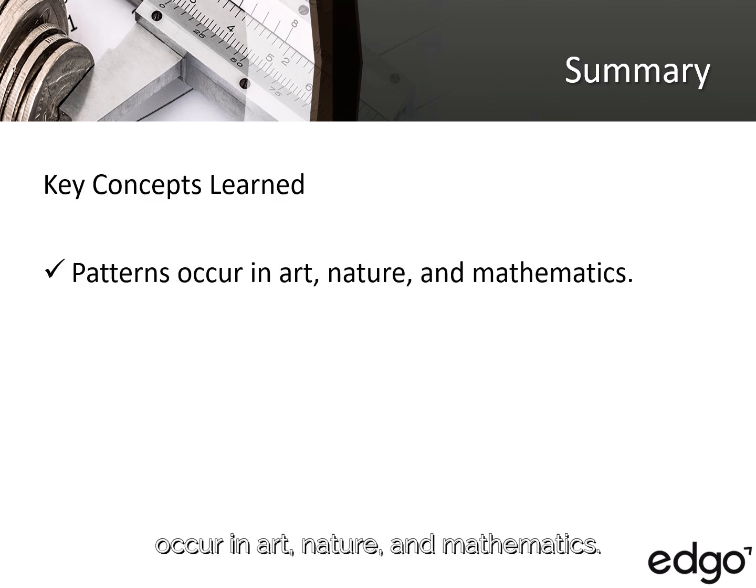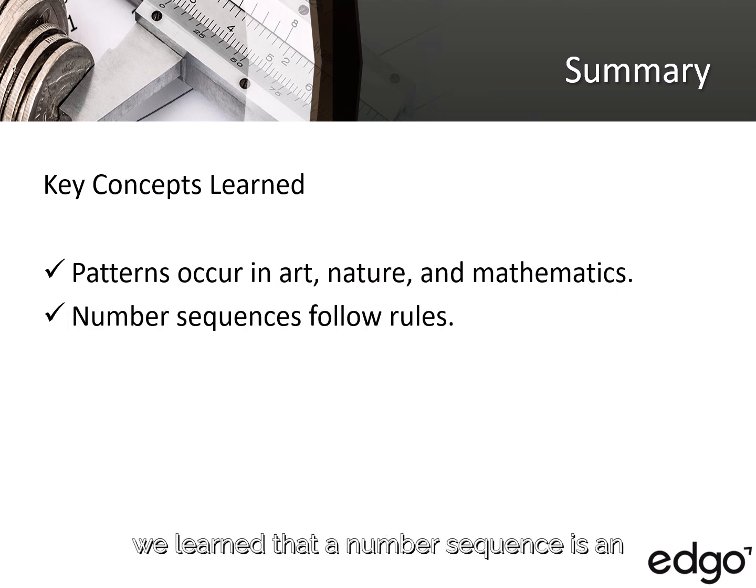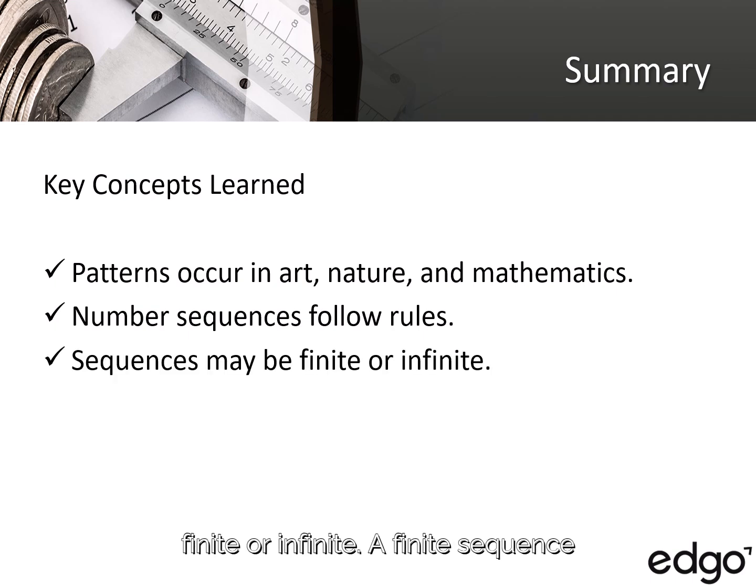Let us summarize the important concepts that we learned in this lesson. First, patterns occur in art, nature, and mathematics. We observed patterns in sunflower seeds, plants, shells, honeycombs, woven materials, and artistic designs. Second, we learned that a number sequence is an ordered list of numbers that follows a rule. By identifying the rule, we can determine the next term of a sequence. Third, we learned that sequences may be finite or infinite. A finite sequence has a limited number of terms, while an infinite sequence continues without end.